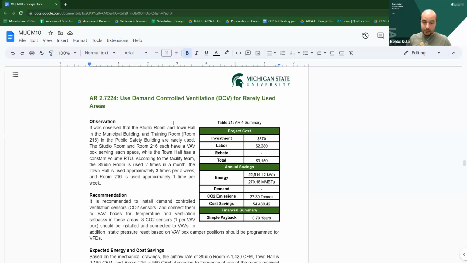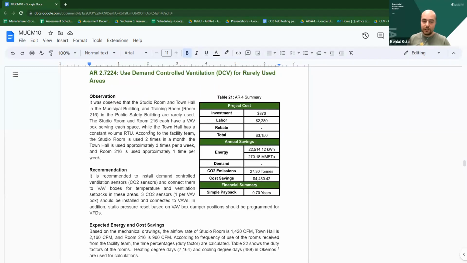The other one is about using demand control ventilation for rarely used areas, because we noticed that you have two large areas in the municipal building and the training room in the public safety building that are rarely used. But all these temperature set points are there and it's working according to that. We are recommending you install some CO2 sensors, which will identify if there are people inside. According to that, your studio room and the town hall in the municipal building and the training room in the public safety building will be heated or cooled.